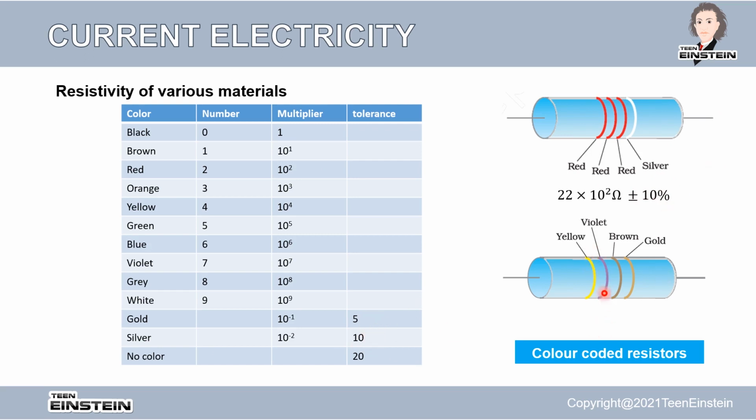So let's see what happens in this case. Yellow, violet and brown. Yellow represents 4, violet represents 7, so 47, multiplied by brown, which represents 1, so 10 power 1. And gold represents 5% tolerance. So the value of this particular resistor is 47 multiplied by 10 ohms plus or minus 5 percentage. So this is how we need to read the color codes of the resistors to understand the resistance value.